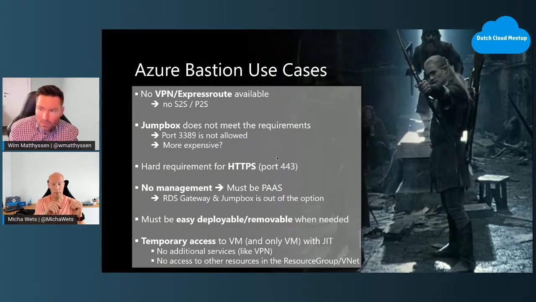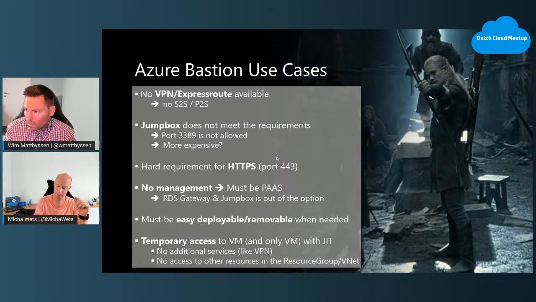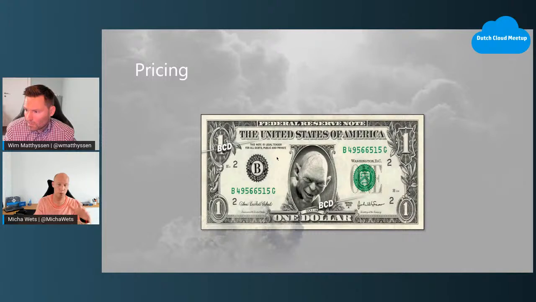Also, if you have to use PaaS services, a lot of companies are shifting from IaaS to all PaaS services, then you cannot deploy an IaaS for front-end services. So you need to use Azure Bastion. It's also easily deployable and removable. Wim will definitely demo that as well. And also, if you want to have temporary access in combination with all those previous requirements, even with JIT, then Azure Bastion is still a great option for you, or even the only option for you.